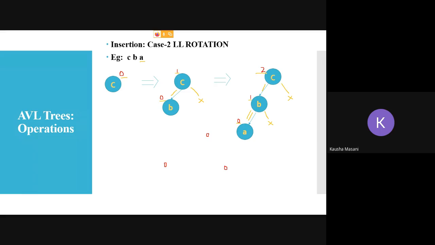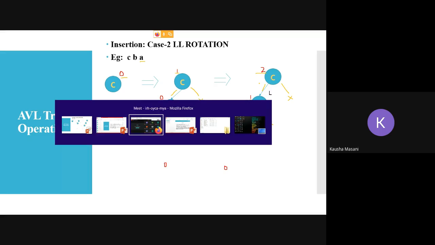Now why has this balancing difference occurred? Because I had two left insertions. So this case is of what? This is going to be the case of my LL rotation. Alright. Just wait.